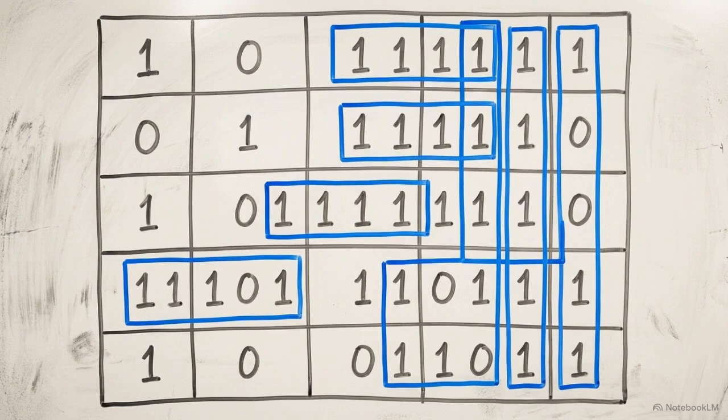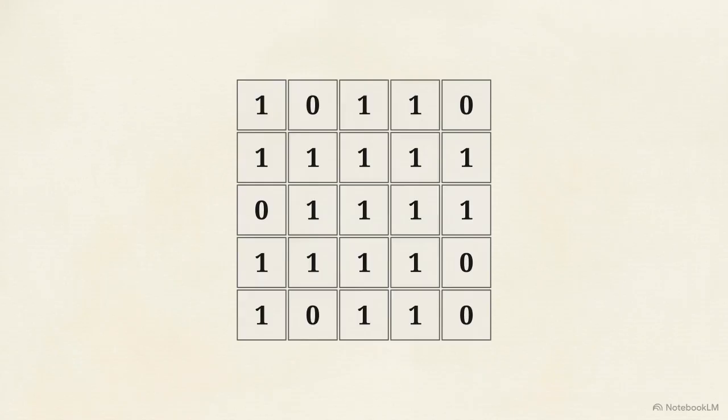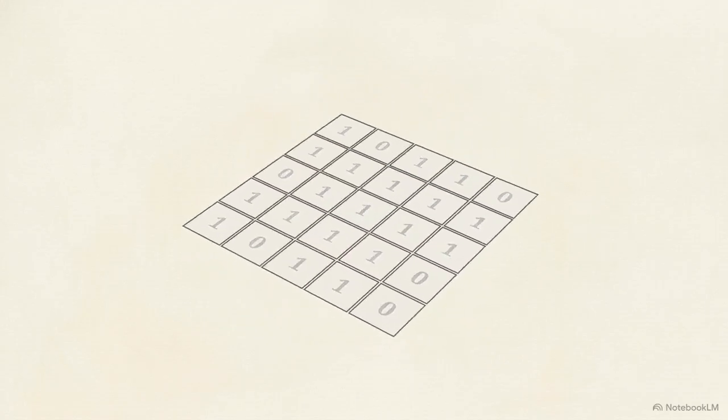Finding the largest rectangle of ones in a binary grid is a common challenge, but checking every possible coordinate pair for a rectangle's corners is too slow for large matrices. We can solve this by changing how we look at the grid.